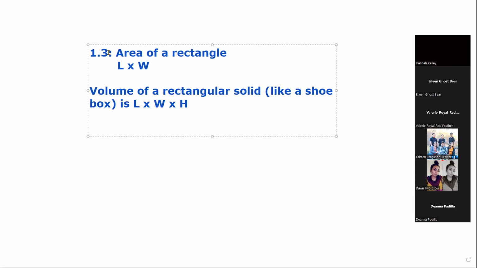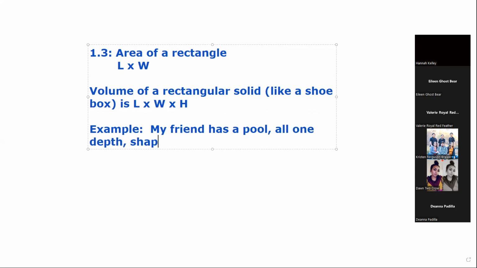Because I know I have a homework or a quiz problem that has a volume of a swimming pool, I think. So I just wanted to make sure I showed one. So let's say my friend has a pool. She does have a pool, all one depth, shaped like a rectangle.